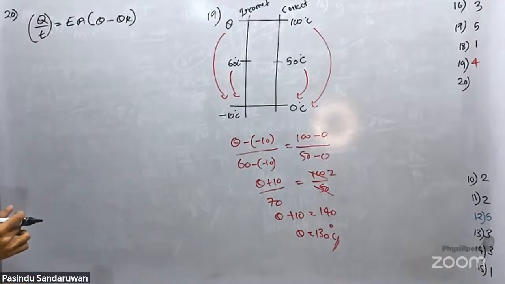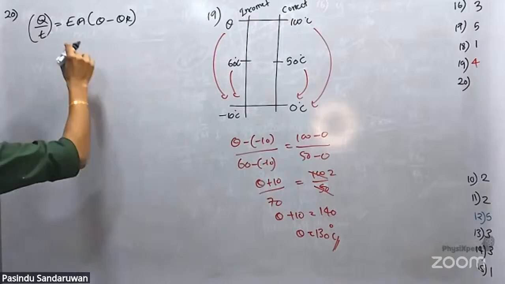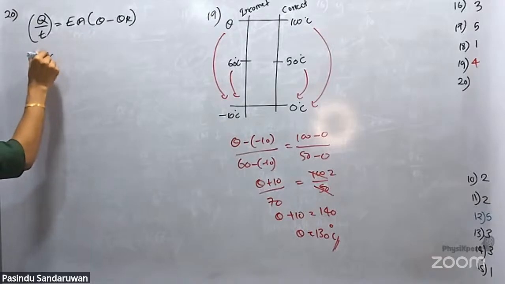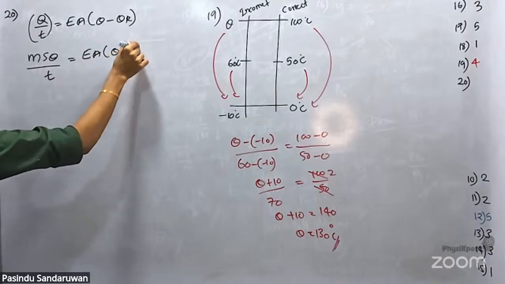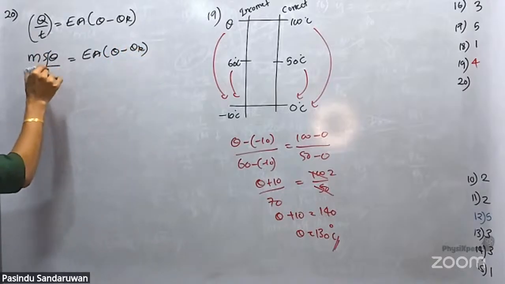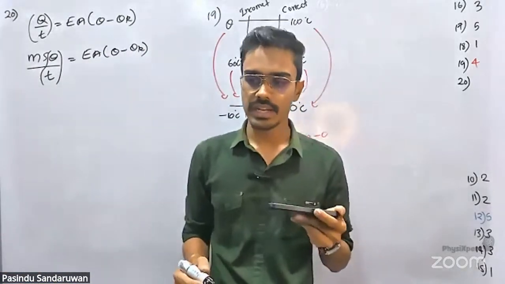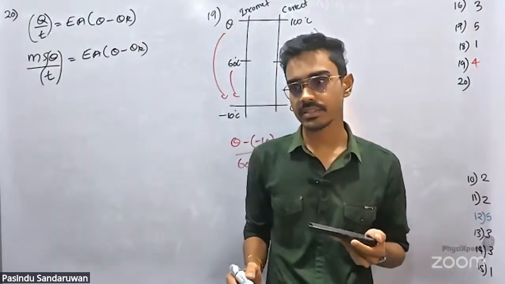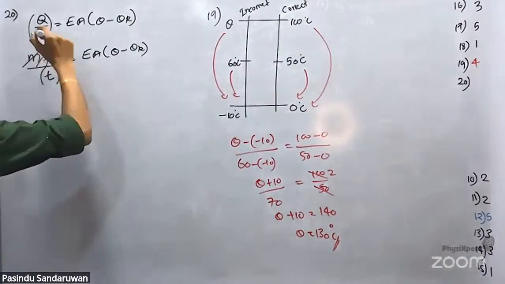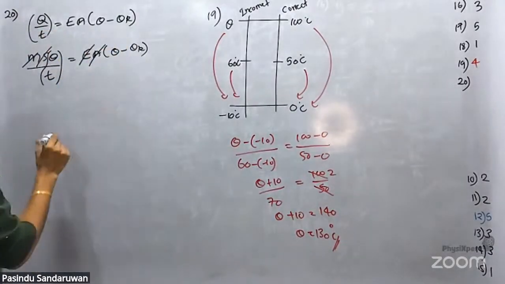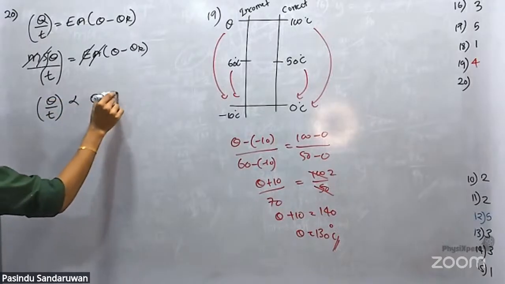Now, since this is the same object, and the rate of temperature fall is given, we can expand this Q as ms theta. Ms theta over T equals EA times theta minus theta R. This theta over T is called the rate of temperature fall, also called the cooling rate. Since it is the same object, M is constant, S is constant, E is constant, A is constant. So theta over T is proportional to theta minus theta R.